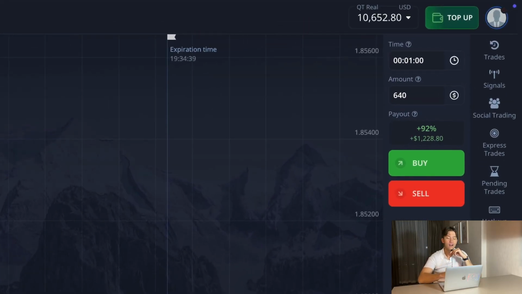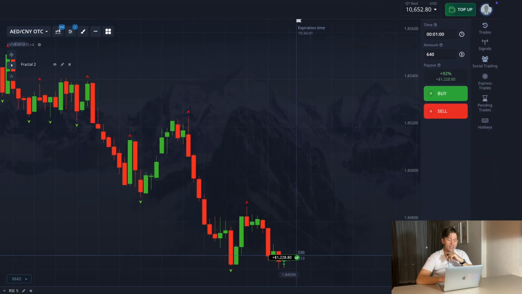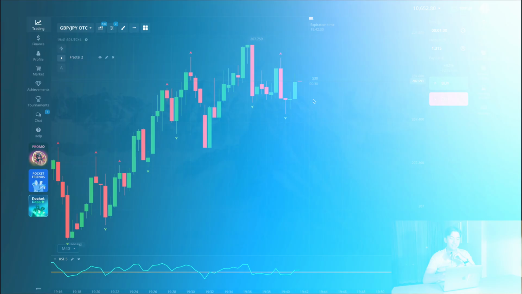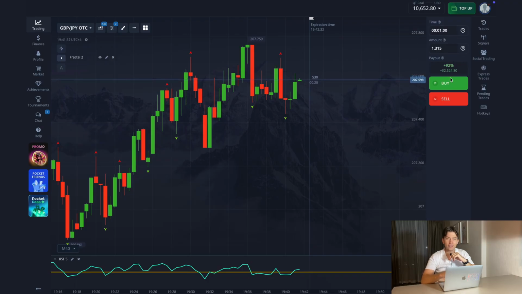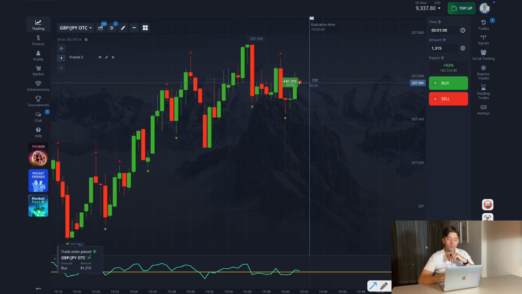Great, made $588 in profit, and moving to the next signal. The next market segment is moving extremely quickly. The expiration is 1 minute, so I open a buy trade for $1,315. There's a brief pause on the chart now.